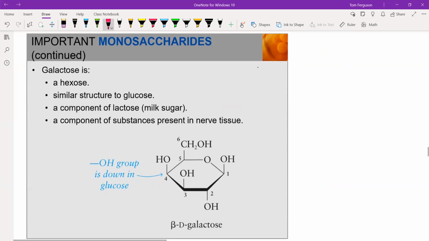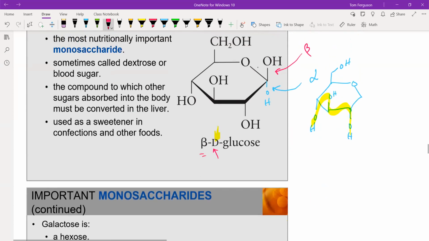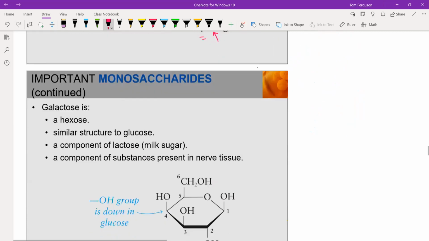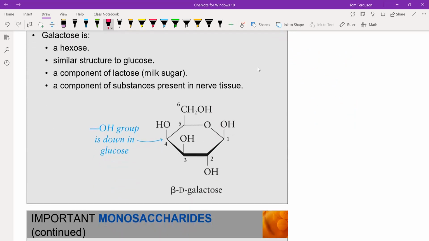Okay, galactose. So glucose, it's down, up, down. Galactose is instead of down, up, down, it's up, up, down. So this carbon number 4 just goes up rather than down. Everything else is exactly the same. This is alpha.